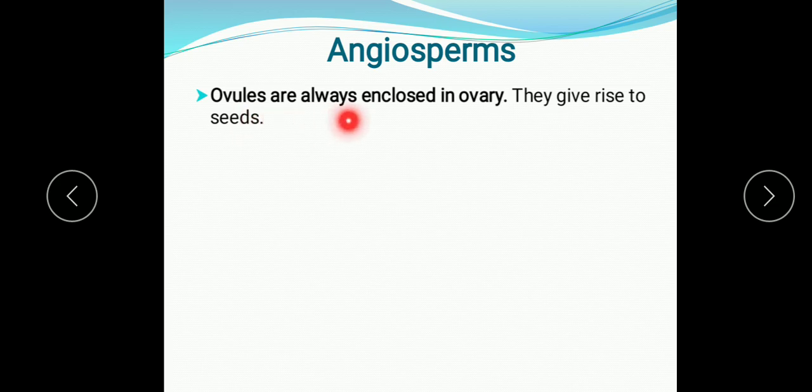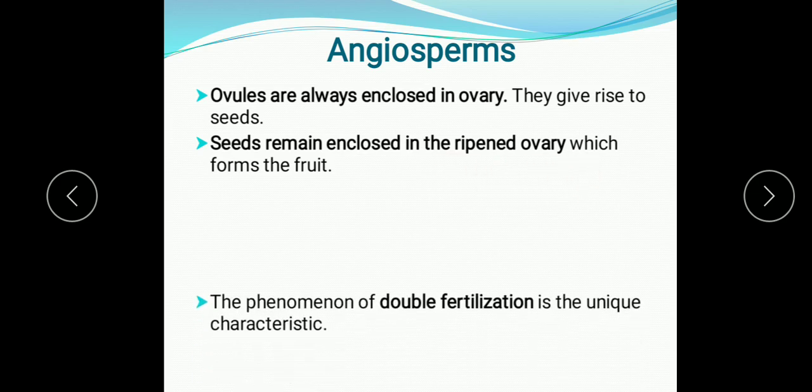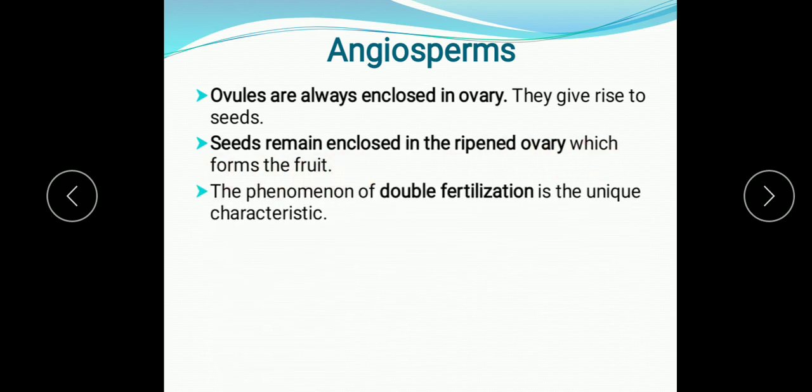Then ovules are enclosed in the ovary. As we have studied, gymnosperms have naked seeds. Seeds are not enclosed in the ovary, because the ovules are naked, not enclosed in the ovary wall. But here the ovules are always enclosed in the ovary. This is the difference, and these ovules further develop into the seed. Seeds remain enclosed in the ripened ovary, which forms the fruit.